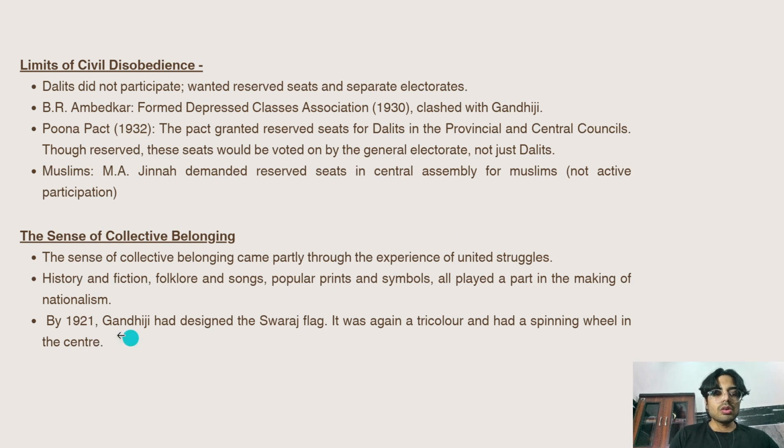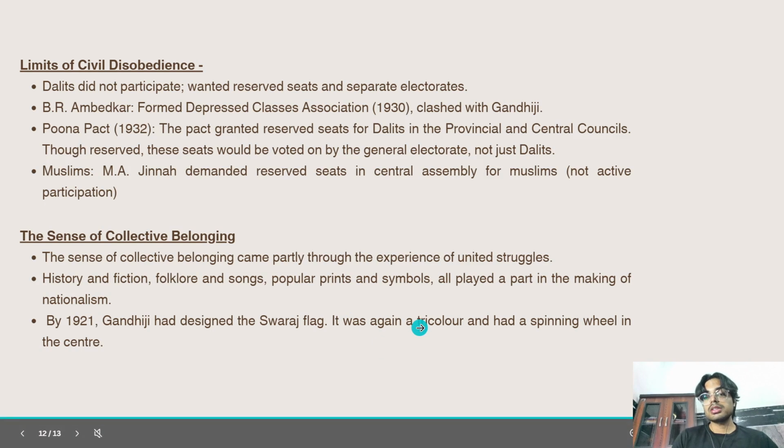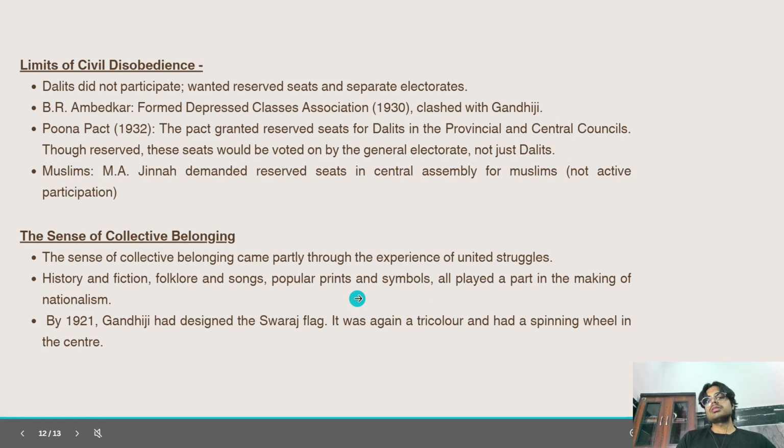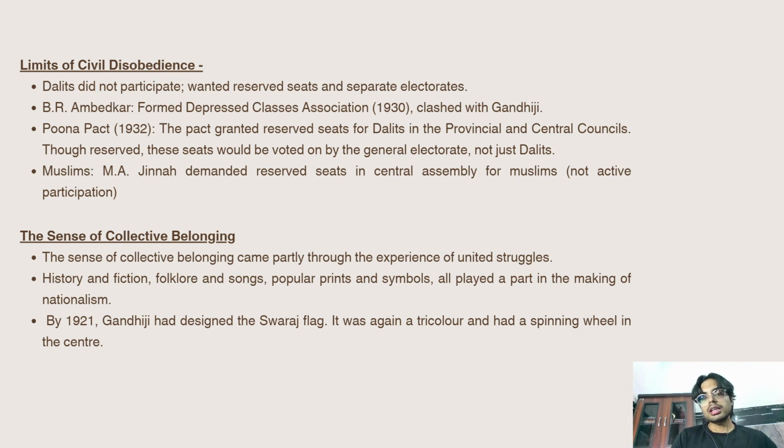Okay, so by 1921, Gandhiji had designed the Swaraj flag. It was again a tricolor and had a spinning wheel in the center. So this is how nationalism in India took place, and how Indians fought against the Britishers, and Gandhiji decided to introduce a few policies. These policies influenced nationalism in India. So all this was something which led to the rise of nationalism.